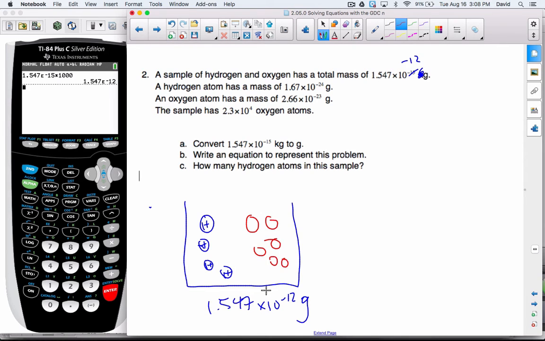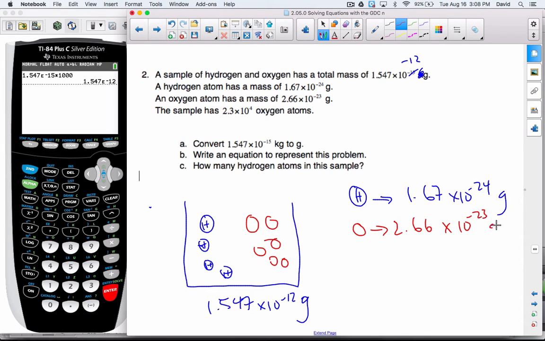Okay, next thing. A hydrogen atom has a mass of 1.67 times 10 to the negative 24 grams, so we can represent this visually. Now let's do the same thing with the oxygen atom, which has a mass of 2.66 times 10 to the negative 23rd. See how I'm color-coding it too? I'm going out on a limb on this one. That's how much one of them weighs. Now we're down to this fourth piece of information.